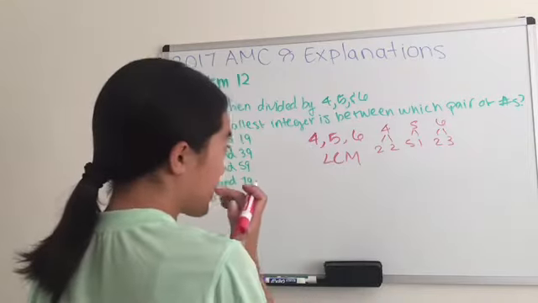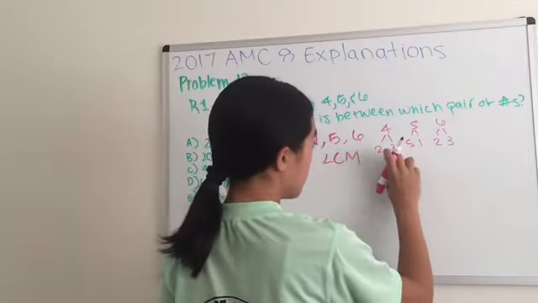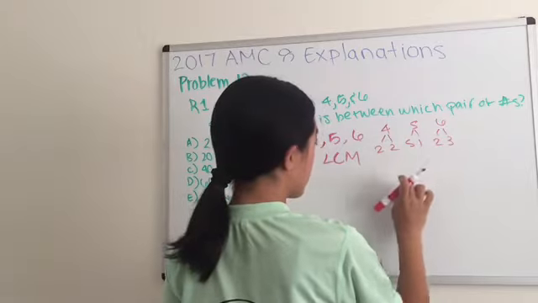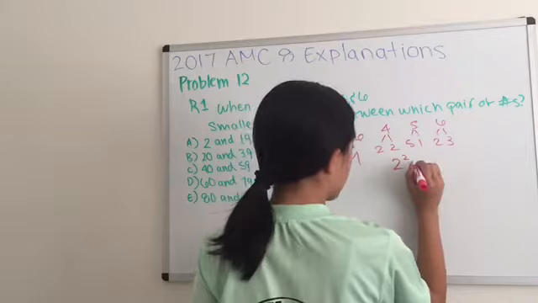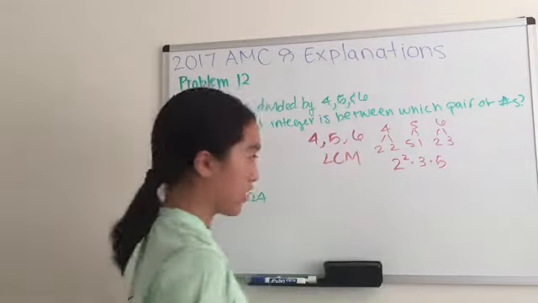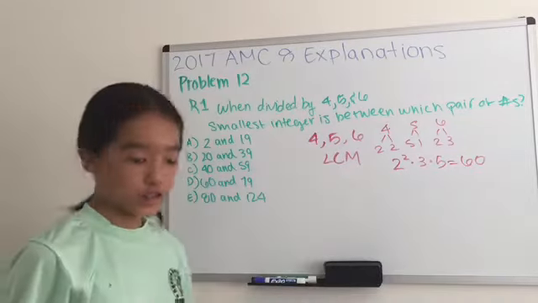So by doing this, we would multiply 2, 2, 3, and 5 to include all the factors. So that's 2 squared times 3 times 5, which makes 4 times 3 times 5, which equals 60. So 60 is their least common multiple.